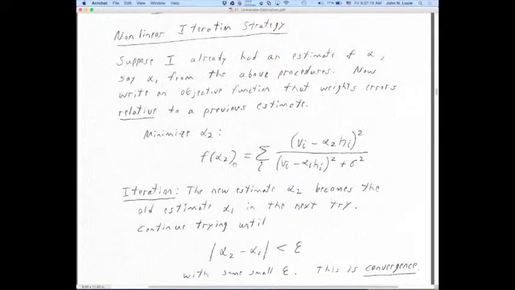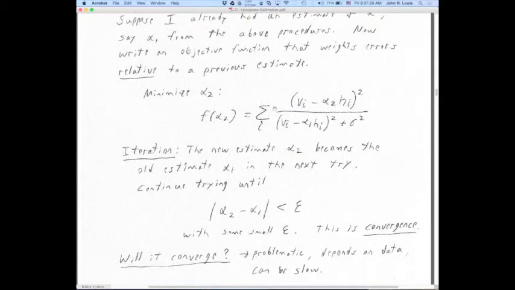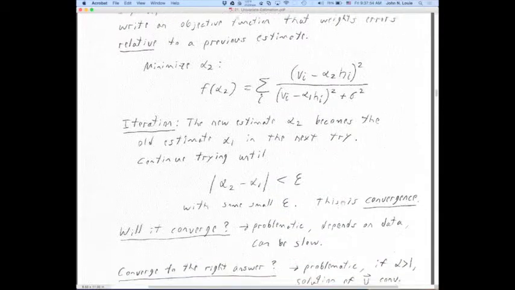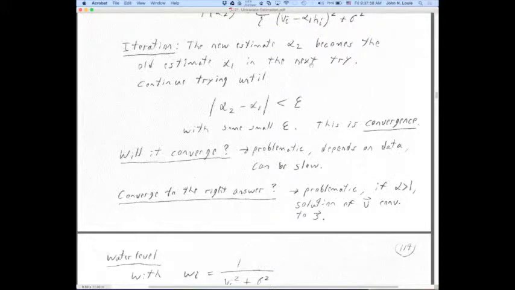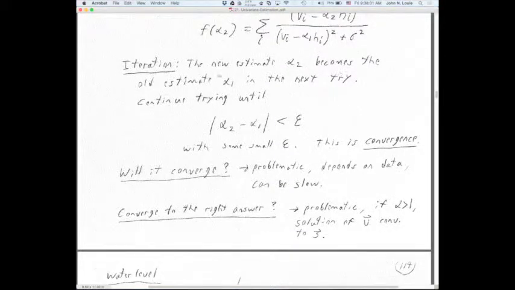We're going to minimize this function of alpha 2, and we're going to take the sum of v sub I minus alpha 2 times h sub I squared. And this is going to be divided by, first, the quantity v sub I minus alpha 1 h sub I squared, right? So that's the energy from the previous alpha. And here's the one we're minimizing, alpha 2. And we've got to add plus sigma squared there, and then we iterate with the new estimate, alpha 2 becoming the old estimate alpha 1 in the next try.